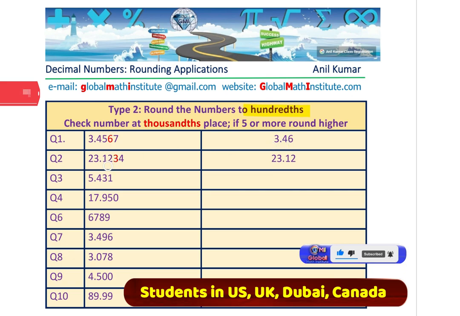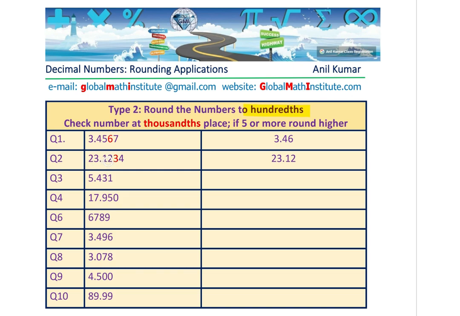The next number, rounding to hundredths. The number in the thousandths place is 3, which is below 5, and therefore the numbers on the left of that will remain exactly the same, giving us 23.12, right? Next, rounding to hundredths, we are checking the number in the thousandths place, which is 1, right? Which is lower than 5, correct? Since it is lower than 5, what are we going to do? We'll leave it as such. And so the number will be 5.43, correct?